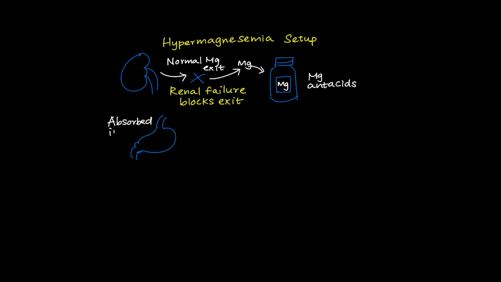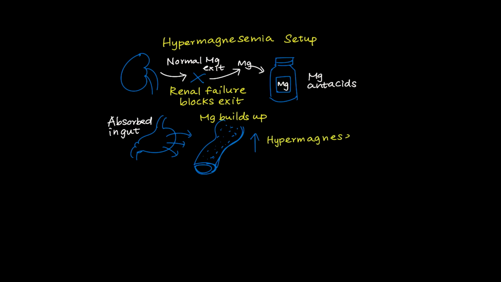Every dose of magnesium hydroxide or magnesium trisilicate she swallows gets absorbed in the gut, enters circulation, and stays there because her kidneys cannot clear it. Over a few days, magnesium levels climb into the danger zone. Hypermagnesemia acts like a natural calcium channel blocker on neuromuscular tissue. That is why the triad shows up.